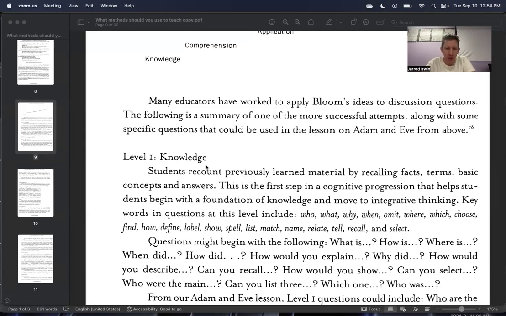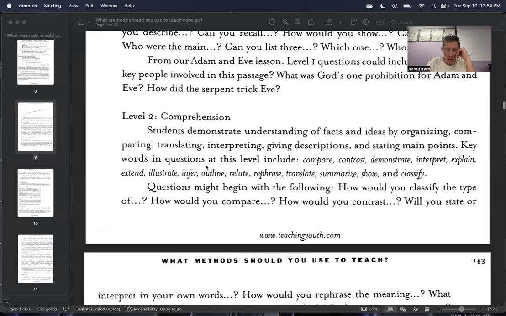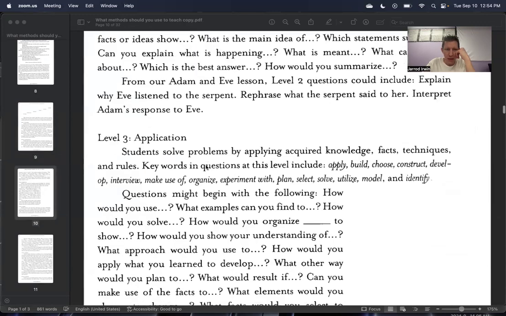So again, at level one, knowledge, students recount previously learned material by recalling facts, terms, basic concepts, and answers. This is the first step in a cognitive progression that helps students begin with a foundation of knowledge and move to integrative thinking. So then level two is comprehension. Students demonstrate understanding of facts and ideas by organizing, comparing, translating, interpreting, giving descriptions, and stating main points. Level three, application. Students solve problems by applying acquired knowledge, facts, techniques, and rules.